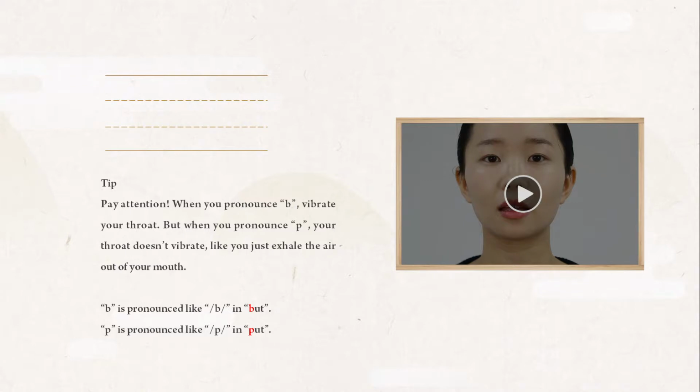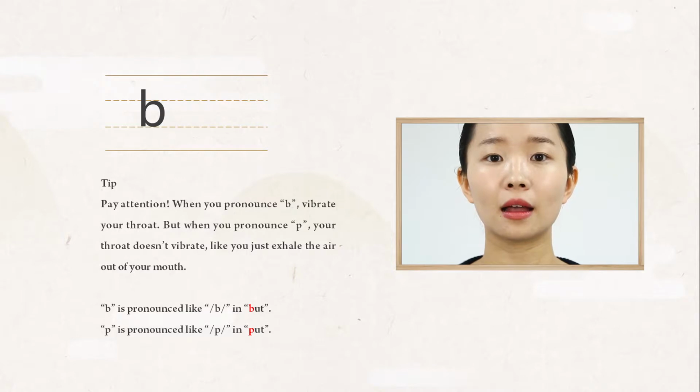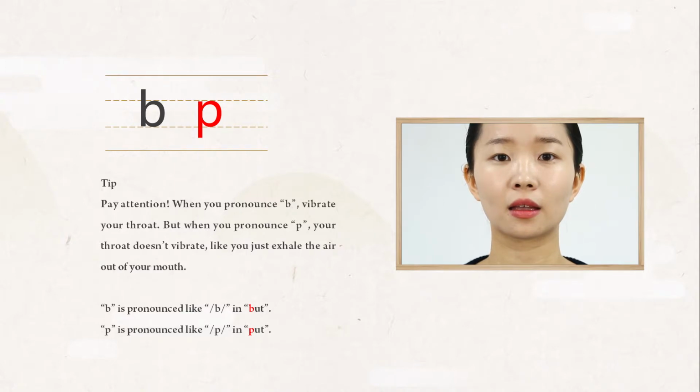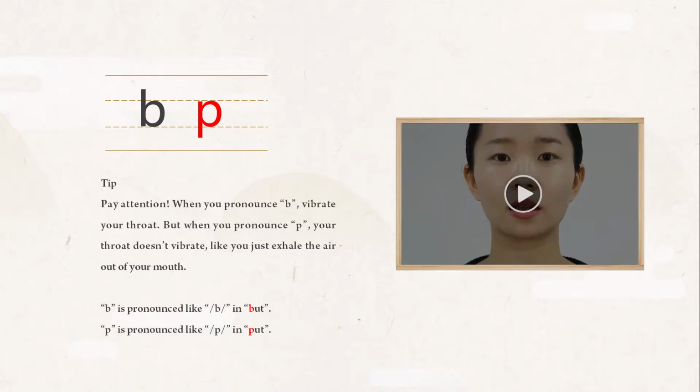Now let's learn them one by one. 波, 坡. Here is a tip. Pay attention. When you pronounce 波, vibrate your throat. But when you pronounce 坡, your throat doesn't vibrate, like you just exhale the air out of your mouth. 波 is pronounced like b in but. 坡 is pronounced like p in put.